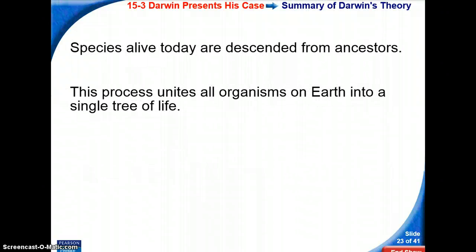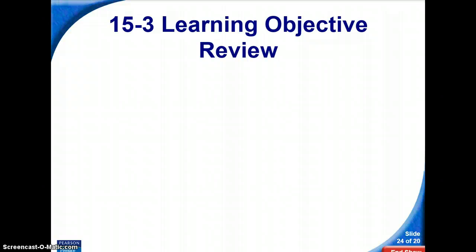Species alive today are descended from ancestors, and this process unites all organisms on Earth into a single tree of life. Those are all of Darwin's theory and the summary of all that he states, in his theory of evolution, his theory of natural selection, and also in his book On the Origin of Species. Now the last thing we have is a learning objective review.